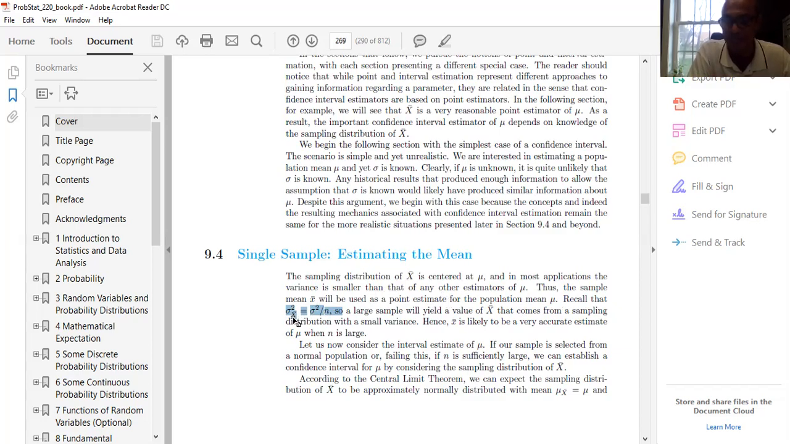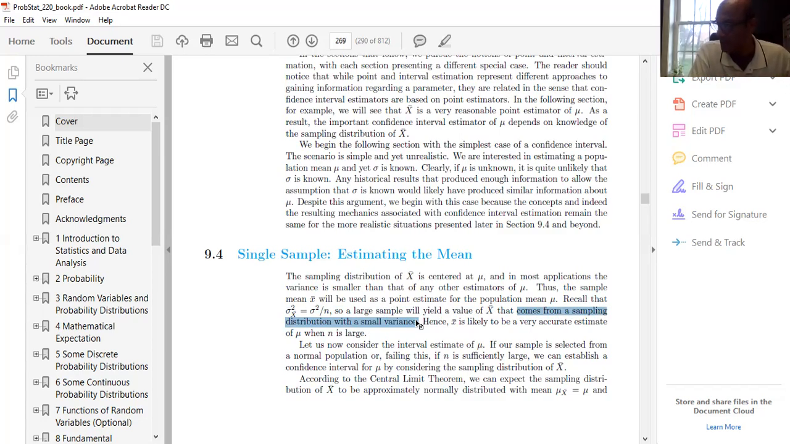And recall the central limit theorem: sigma x bar squared equals sigma squared by n for a large sample yields a value x bar that comes from the sampling distribution, very important, that comes from a sampling distribution with a smaller variance. And hence x bar is likely to be a very accurate estimate of mu when n is large. X bar is likely to be a very accurate estimation of mu when n is large enough.